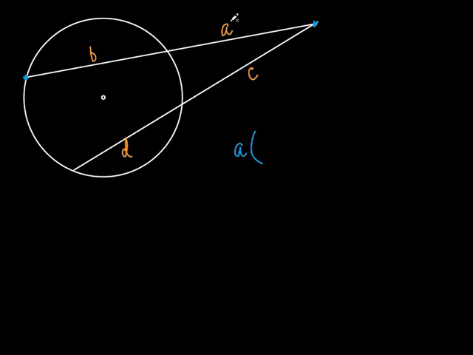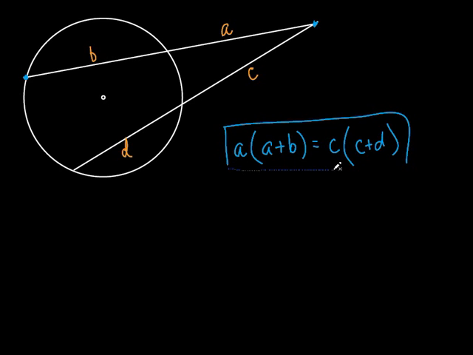So here's what the theorem says again. If I take the outside segment and multiply it by the whole entire secant, which is A plus B, that's going to equal the same thing on the other secant. So what am I going to do on the other secant? Take its outside part, which is C, and multiply it by that whole entire secant. What would that whole entire secant be? It would be C plus D. And that right there is basically what the theorem is telling you. Now we'll put some numbers in here in a second. All right, but that's basically what it's saying.